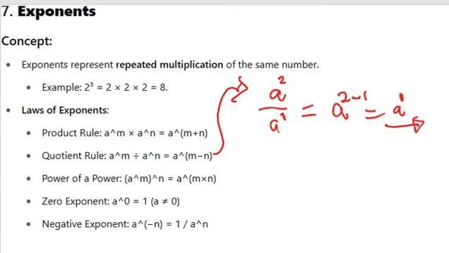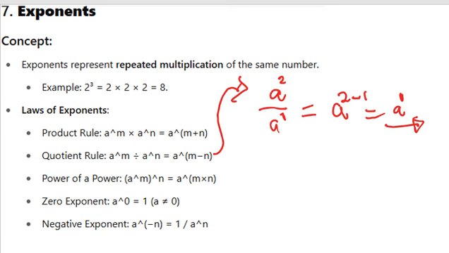That if there is division, what can you do with the exponent? You must subtract them, only if the bases are the same. For example, if you are given A squared divided by B, you can't do anything to this because the bases are not the same. So this applies only if the bases are the same.